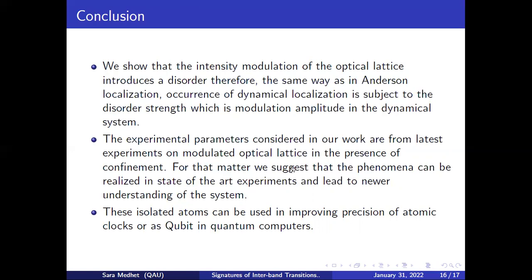Now, the experimental parameters used in our case are from a recent experiment, so this can be realized. So we suggest that this phenomenon can be realized in state-of-the-art experiments and can lead to a newer understanding of the system. Coming towards the usage, these trapped atoms can be used in improving the precision of atomic clocks or as quantum qubits in quantum computers.